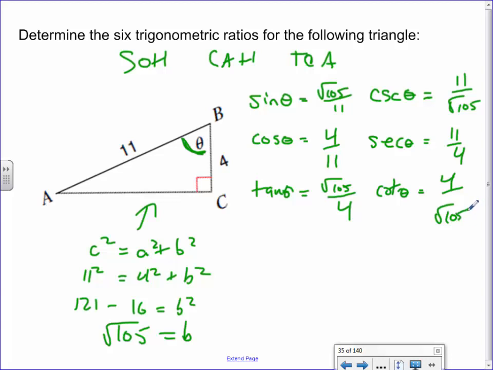They might rationalize, though. You guys remember rationalizing? It's where, if there's a root on the bottom, you would times by root 1 over 5 over root 105. Just to save time today, I'm not going to bother doing that. But these are known as the 6 trig ratios.